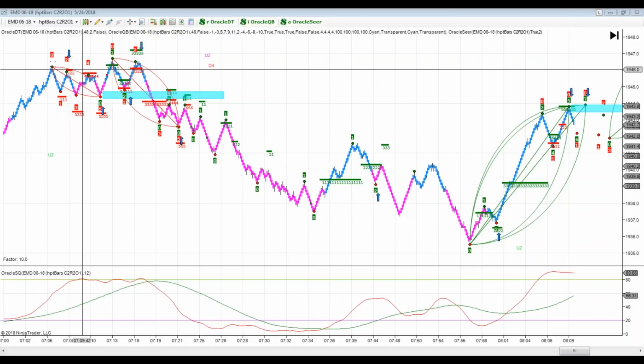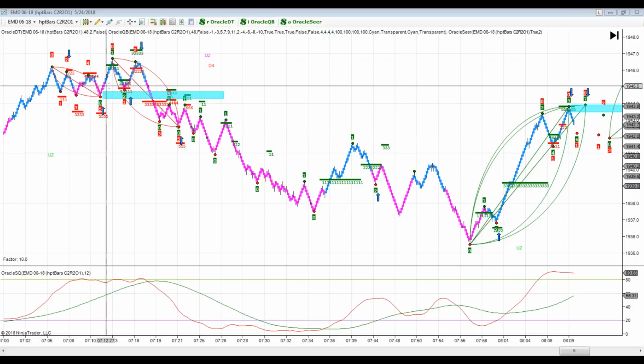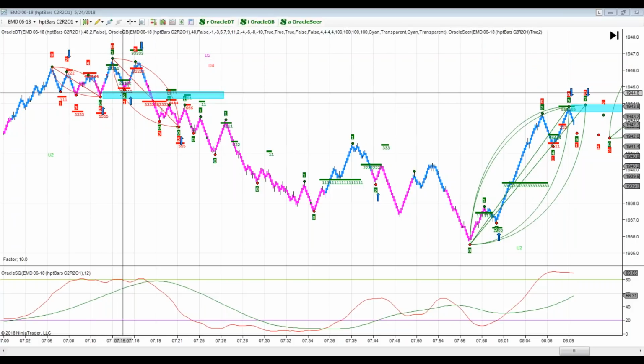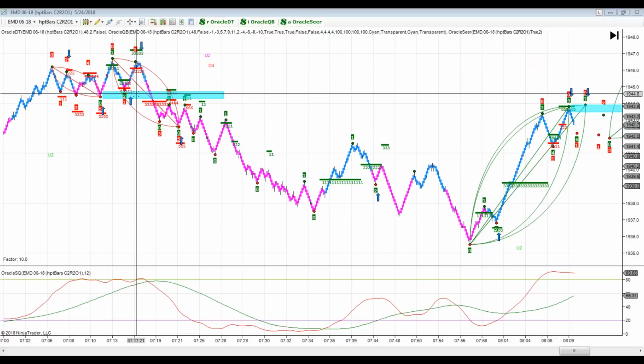All right, and this is the first wave 5 setup that we had. This is on the EMD contract. This is the mid-cap 400 for some of you who are not familiar with this. It's a good trading vehicle. We had an initial wave 5 setup here for a long entry. Another long entry. This is our cyan band.